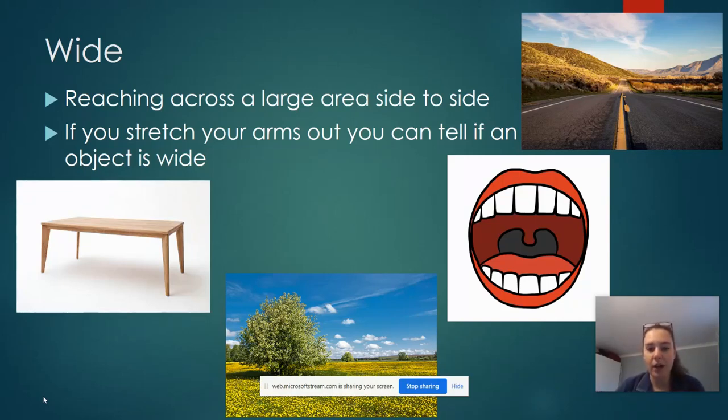And when you look outside, and if you see lots of fields, they're really wide. And when you go to the dentist and he says, "Can you open your mouth so he can have a look in your teeth?" you have to open your mouth really wide so he can see. We've also got a really wide road because you can see right across.